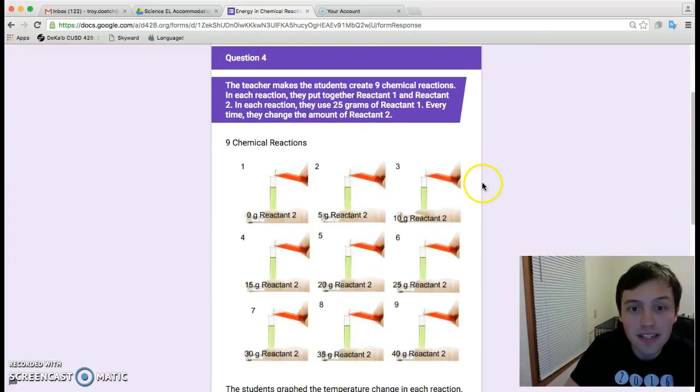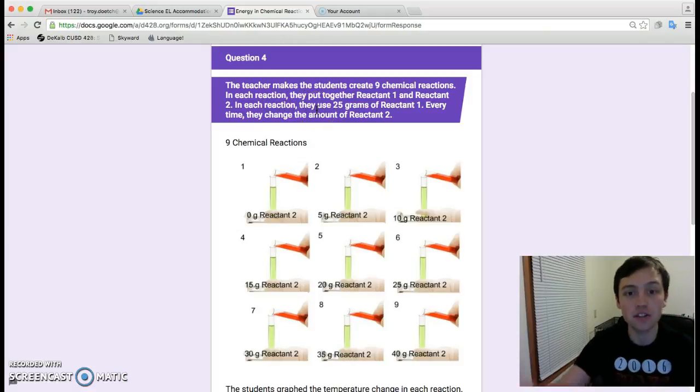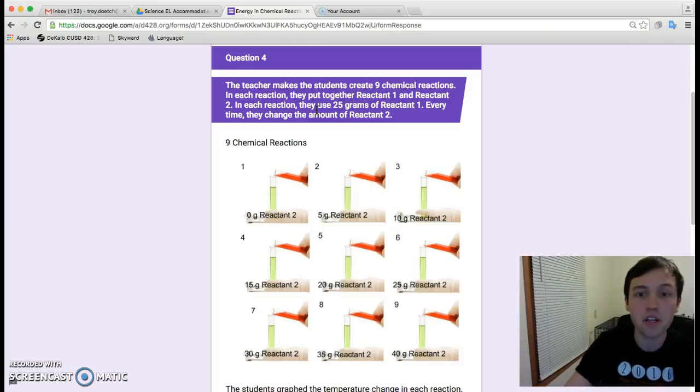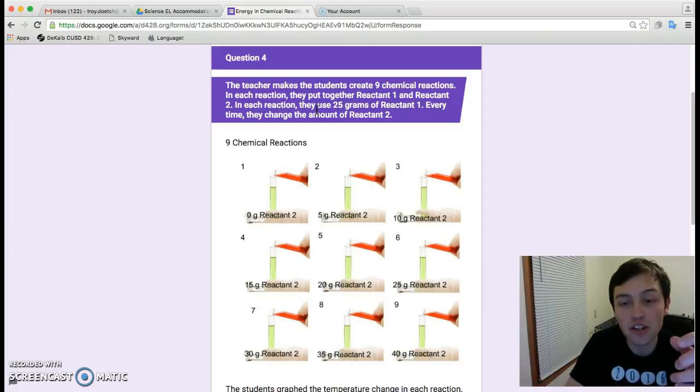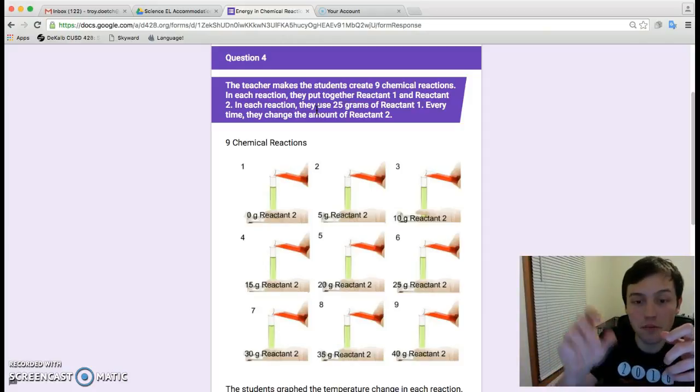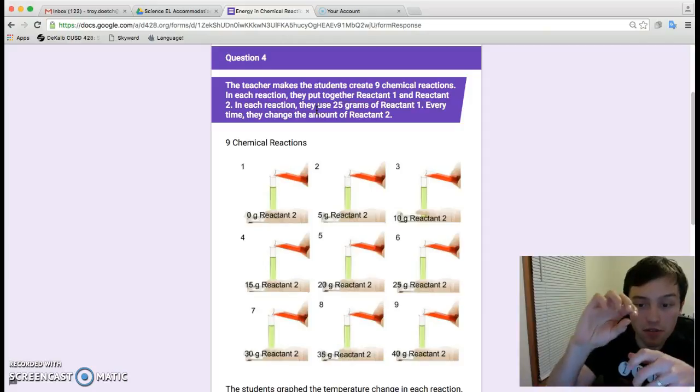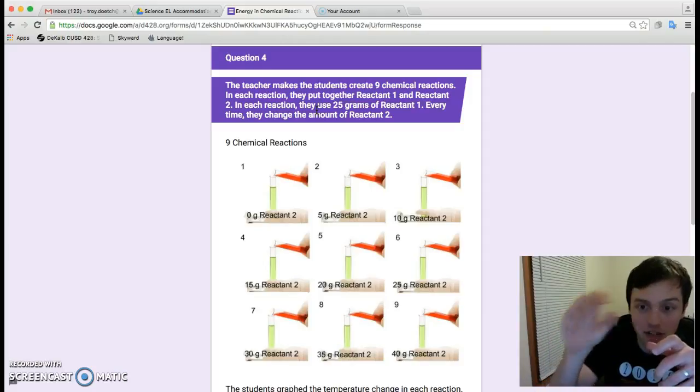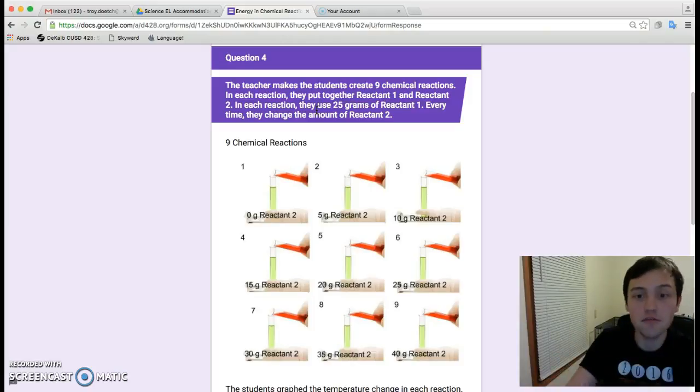Question 4, the teacher makes the students create 9 chemical reactions. And here we have them, all 9 of them. In each reaction, they put together reactant 1 and reactant 2. So they're pouring 2 reactants together. In each reaction, they use 25 grams of reactant 1, so every time reactant 1 stays the same. And then they change the amount for reactant 2. So they're putting different amounts. You see 0 grams of reactant 2, 5 grams of reactant 2, 10 grams of reactant 2, and so on and so forth.